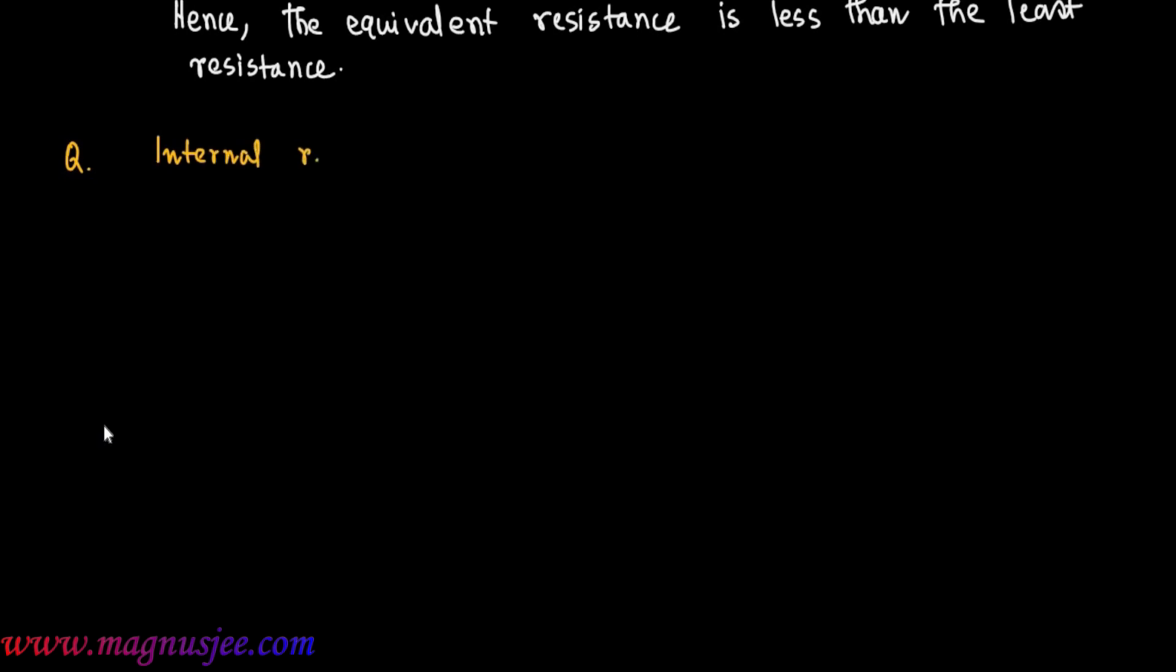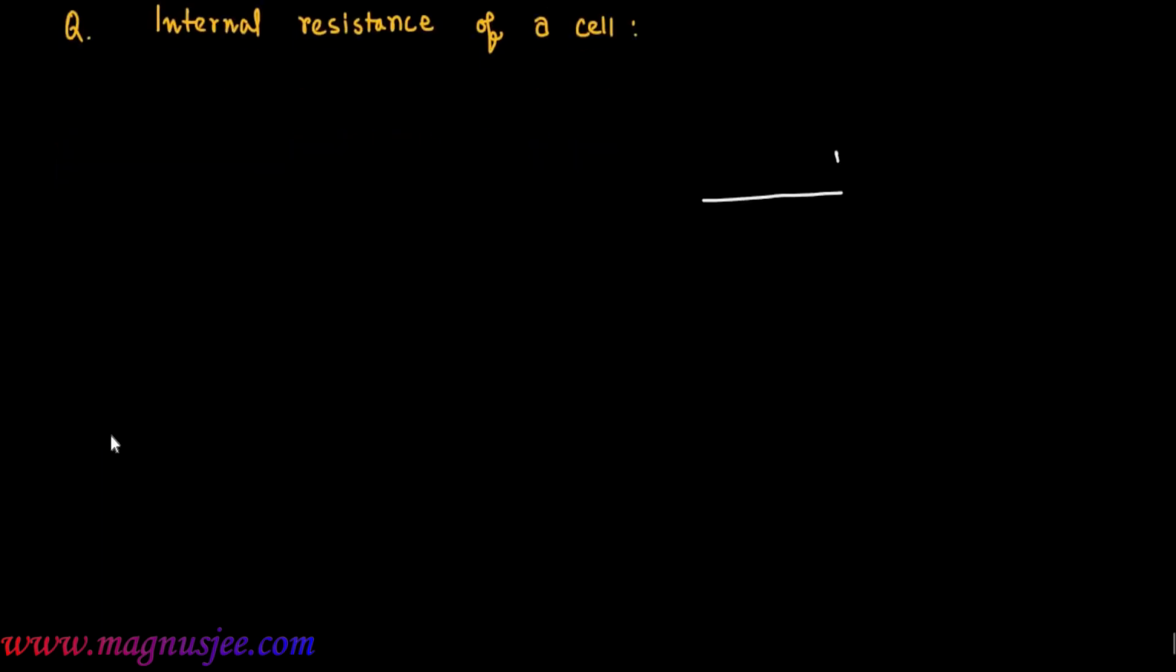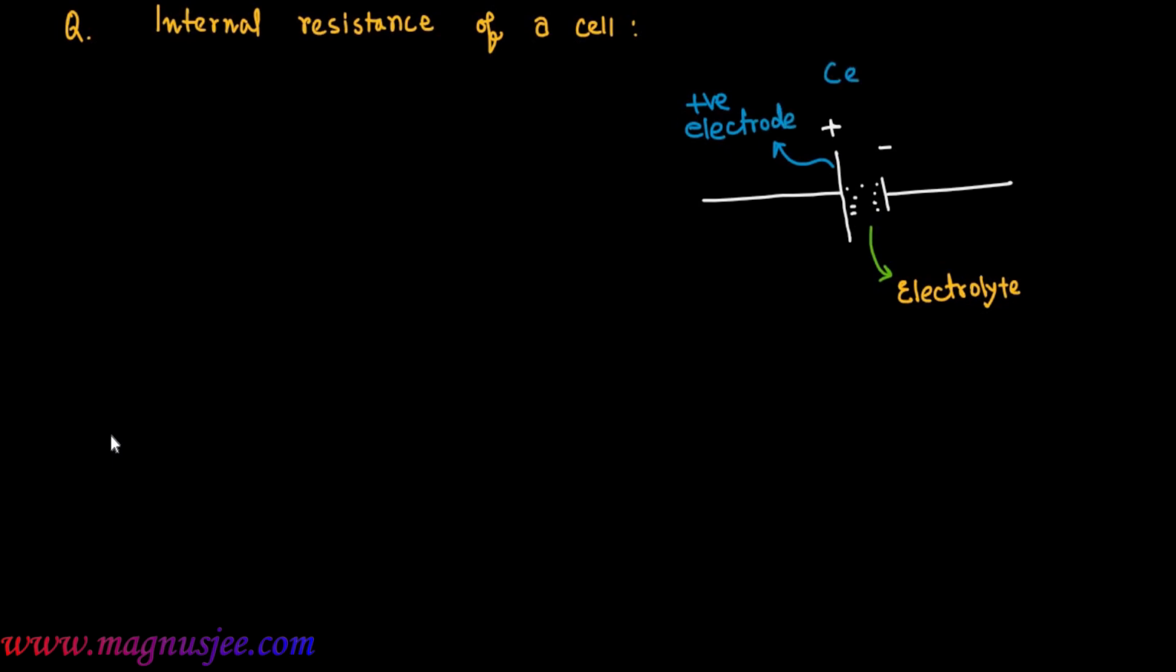What is internal resistance of a cell or battery? We can draw a cell. This is an electric cell having positive and negative plate, and this is the electrolyte between the two plates. The medium between the two plates or electrodes is electrolyte, and this is the positive electrode, and the cell has a negative electrode also.